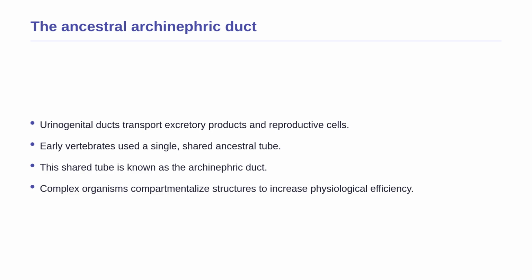Now that we have our city plumbing analogy, let us look at the actual biology. The urinogenital ducts are specialized tubular structures responsible for transporting excretory products from the kidneys and reproductive cells from the gonads to the outside of the body. In comparative anatomy, we trace the evolution of these ducts back to a single shared ancestral tube known as the archinephric duct. This highlights a fundamental biological principle. As organisms become more complex, their internal structures compartmentalize to increase physiological efficiency. A shared tube works for simple organisms, but not for advanced ones.